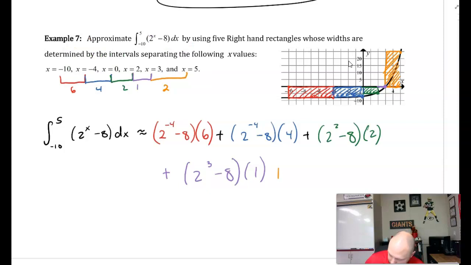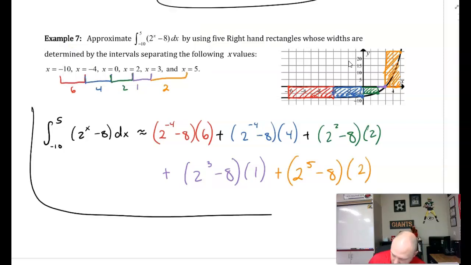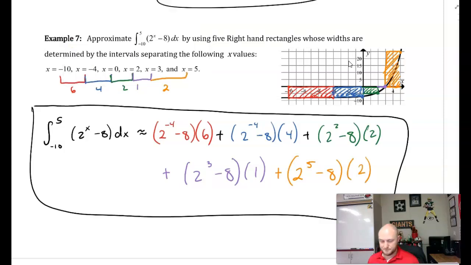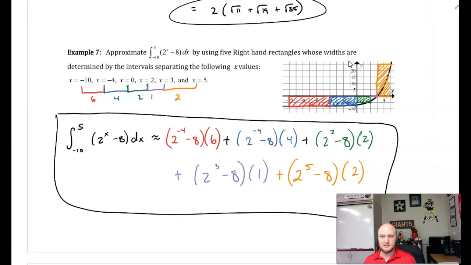Plus, lastly, we have 2 to the power of 5 minus 8 times 2. Okay, and there is our answer. Ta-da! Not too bad. Okay. All right, so those were some examples that incorporate graphical design.